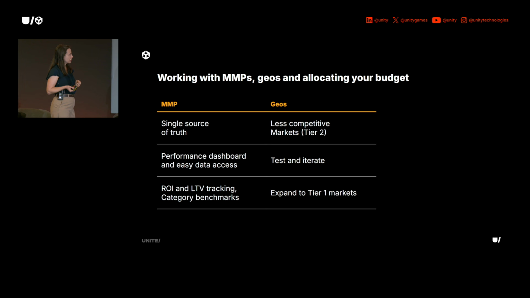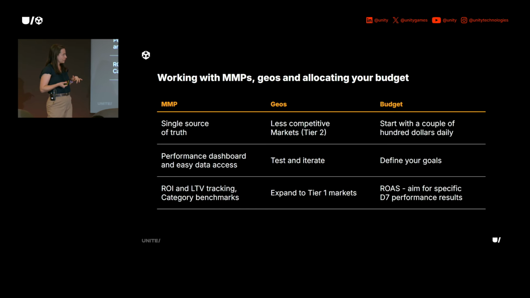The next part is the geos. How do you think about launching a campaign? What we usually recommend is you start with a tier 2 geo. Why? Because it's less competitive, meaning less expensive, right? Because you're actually putting your money on the table here. You start from there, you test and iterate, and then you go to tier 1 geos, because it's more expensive, so you want to have your campaign set up and optimized.